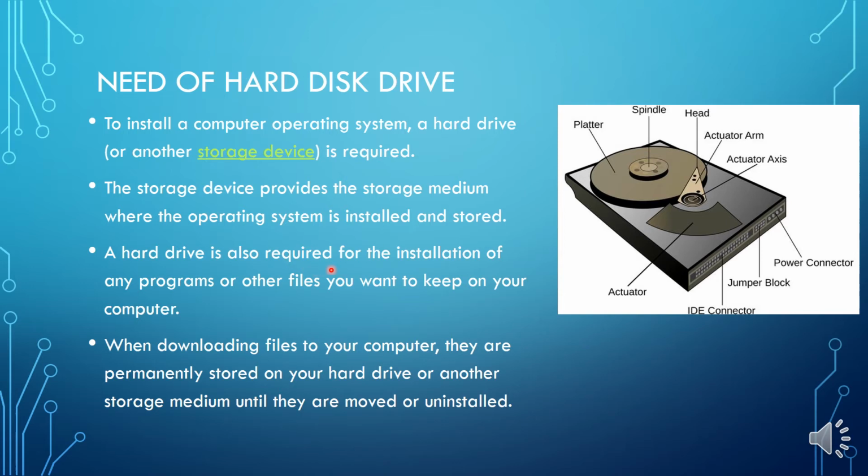A hard drive is also required for the installation of any program or other files you want to keep on your computer. For example, any application file you want to install is installed on the hard disk only. Also, when you download some file, that is also stored on the hard disk, and that is stored permanently. Once you switch off your computer, that doesn't mean your data is going to be erased. It will be available again as soon as your computer is switched on.